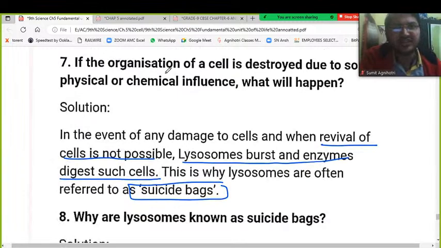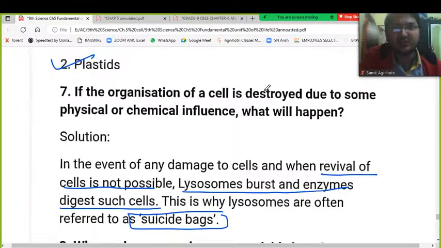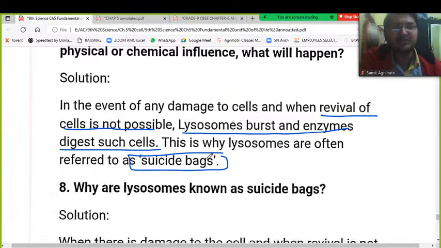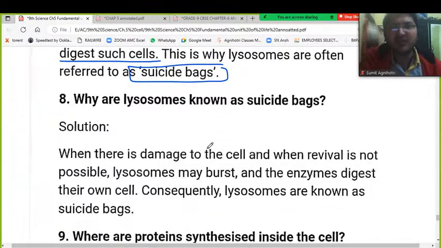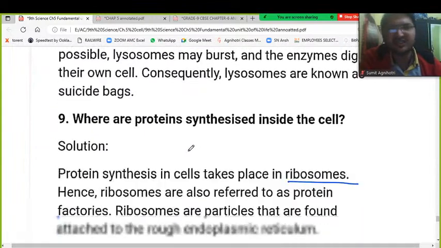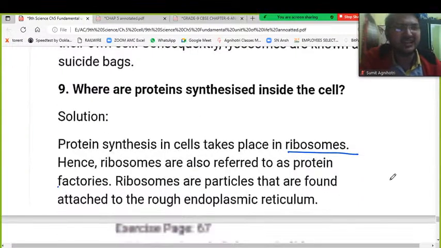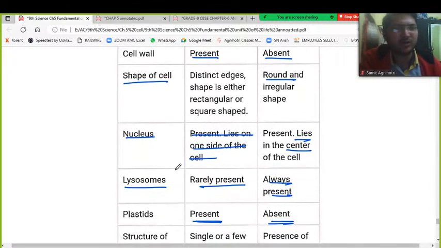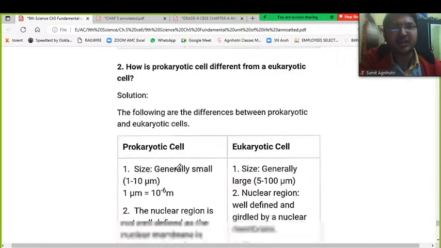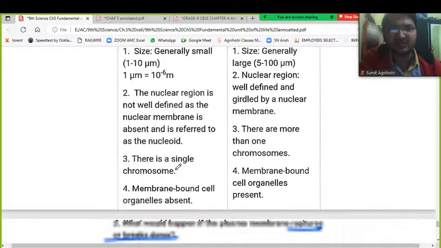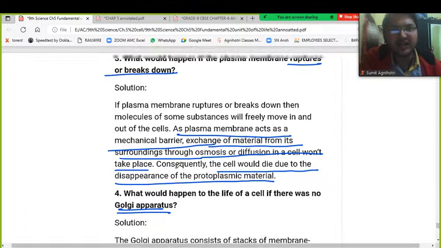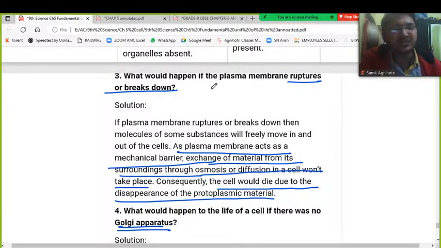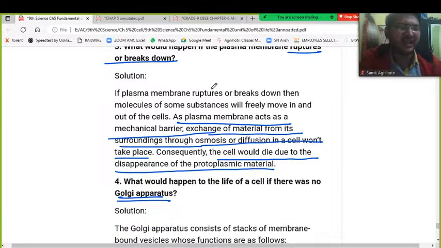Then, if the organization of a cell is destroyed due to some physical or chemical influence, what will happen? Suicidal bag, you will explain here. Why are lysosomes known as suicidal bags? You know the reason. Where are proteins synthesized inside the cell? Ribosome. Then make a comparison between plant and animal. You can compare. I have already told all these things. How is a prokaryotic cell different from eukaryotic? You can just go through this. Then what would happen if the plasma membrane ruptured? You will not be able to separate all organelles from the outer environment.